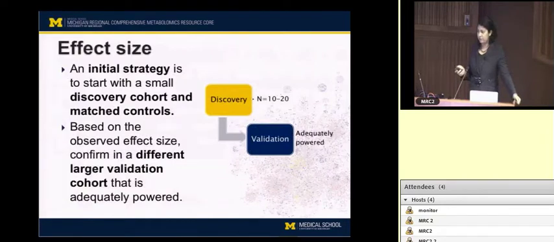So one strategy to get around this issue is to get an idea of the effect size, and we typically suggest that you have a small pilot experiment designed so that you can know what the effect size of your intervention or your study question is. Therefore, using that effect size to design a larger confirmatory validation cohort or validation experiment that can get you the answers that you want.